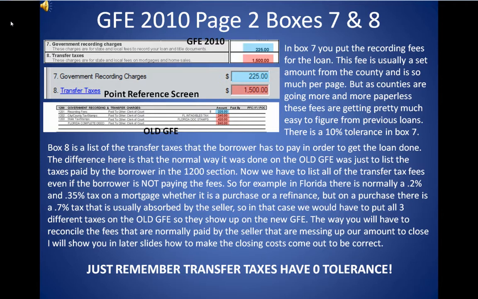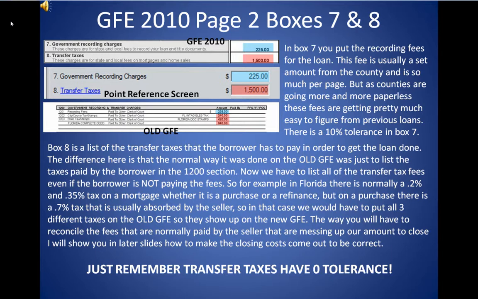Now the trick to this is in some areas, normally the seller on a purchase will pay some of the transfer taxes. You will have to disclose those on this form, even though the borrower is not paying them. So you want to make sure that you know what those transfer taxes are, even if the borrower is not paying them. And the reason for this is because there is zero tolerance on this box.